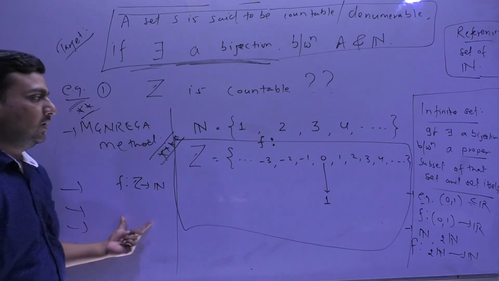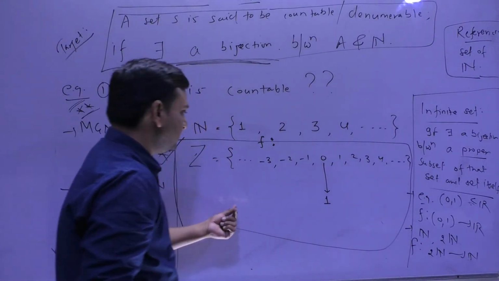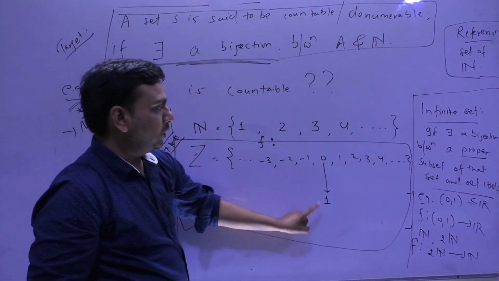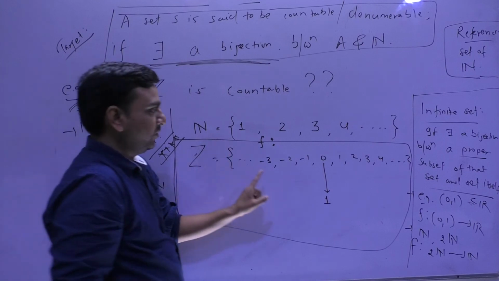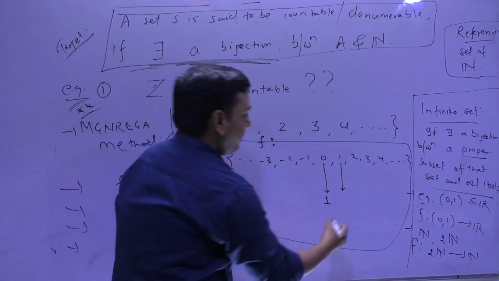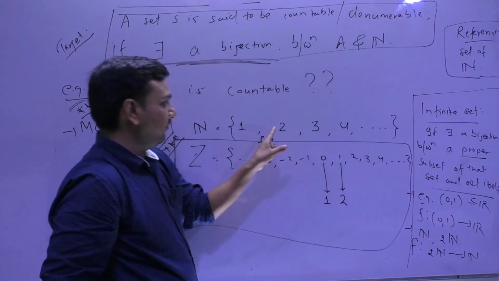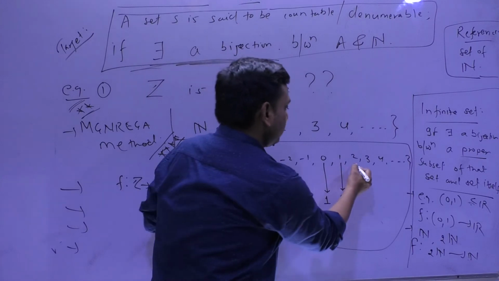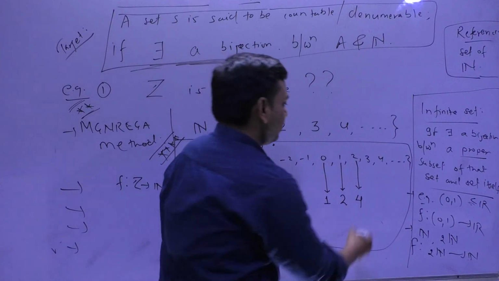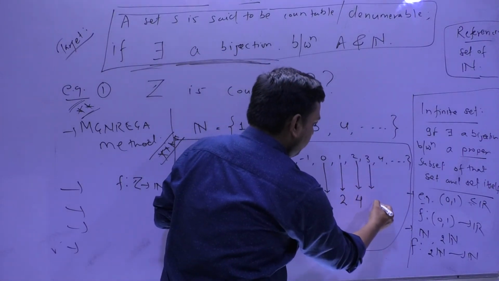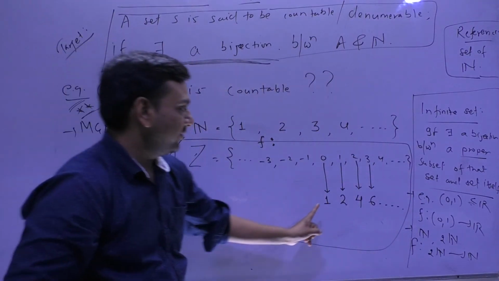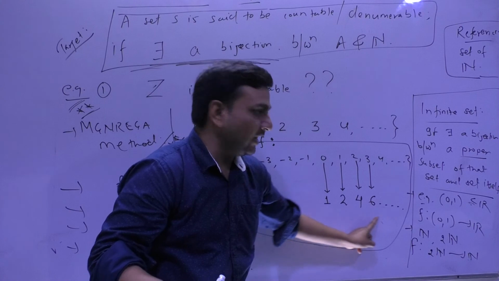Just to make you visualize, I have written Z here. Suppose that I map the 0 element of Z to the 1 element of N. Suppose this 1 I mapped to 2 of the natural numbers. Suppose this 2 I mapped to 4. Suppose this 3 I mapped to 6 and so on. Is it going one-one or not? Is it one-one or not?